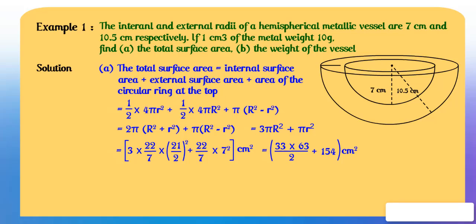This is equal to 33 into 63 by 2 plus 154 centimeter square, which on simplification comes as 1039.5 plus 154 centimeter square, which is equal to 1193.5 centimeter square.